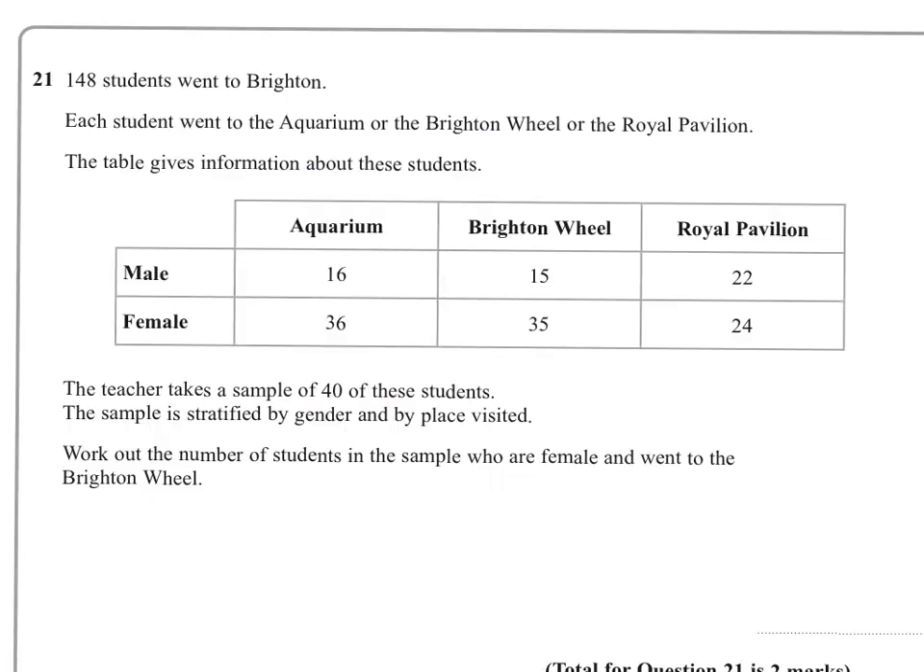Question 21, it's got a two-way table based on how each student went to the aquarium or the Brighton Wheel or the Royal Pavilion in Brighton. Now, the teacher's got to take a sample of 40 of these students. So I think the first thing we should work out, and you can do this on your calculator, is how many we've got here. So in the first column, it's 52, the next column, that's 50, and then we've got 46, so 148.